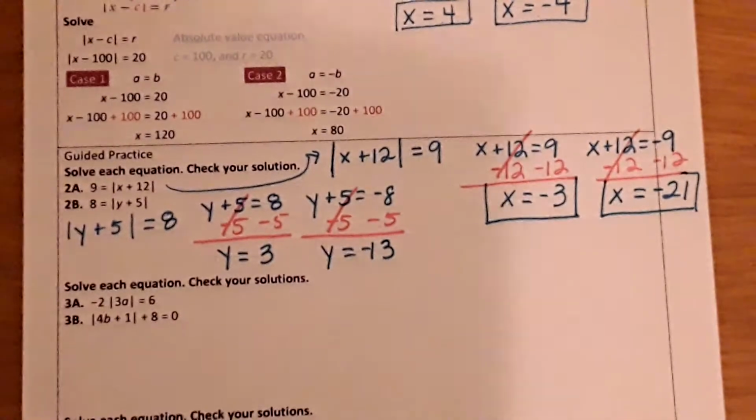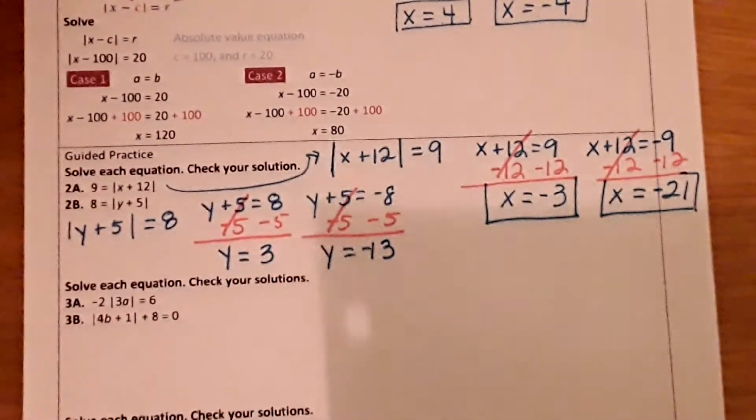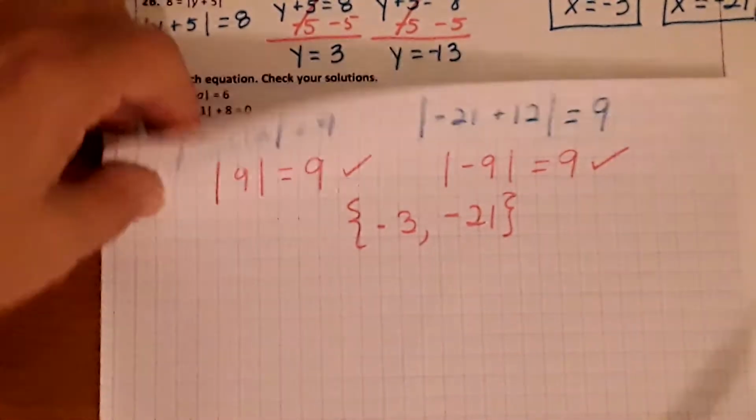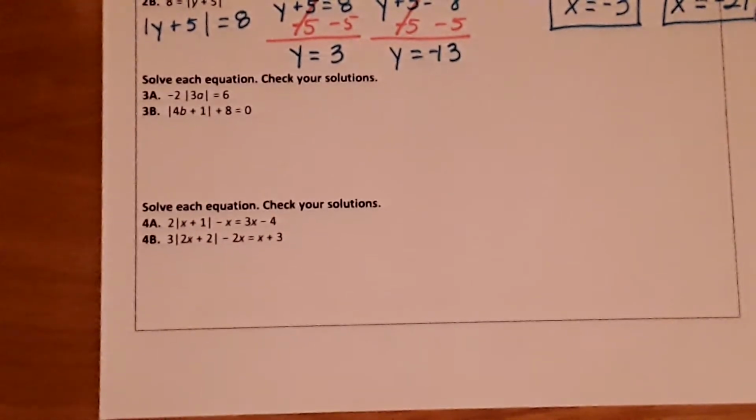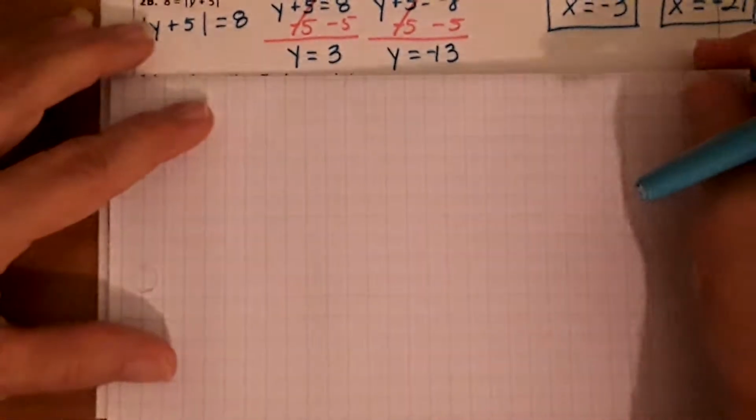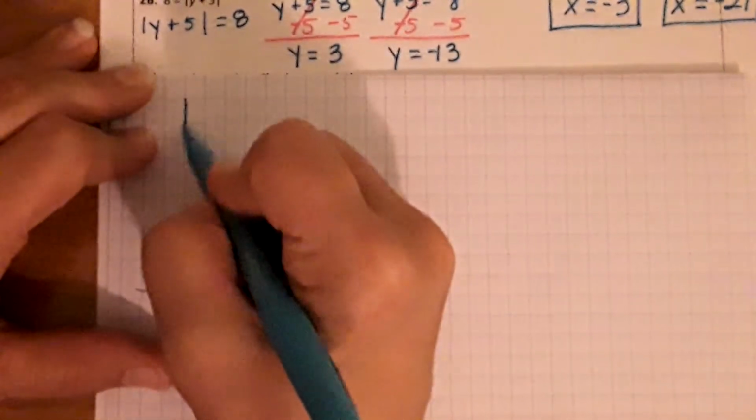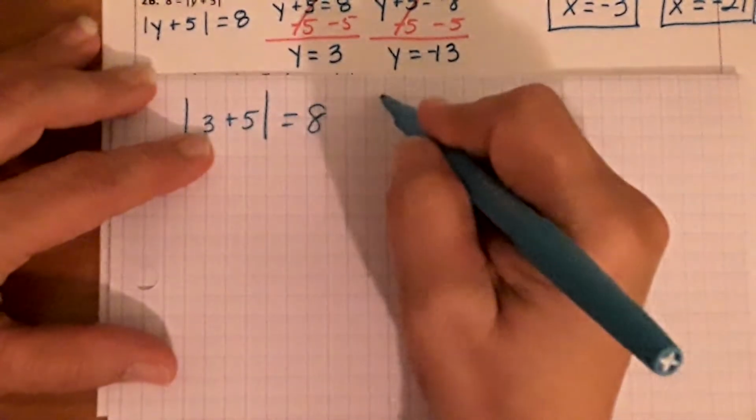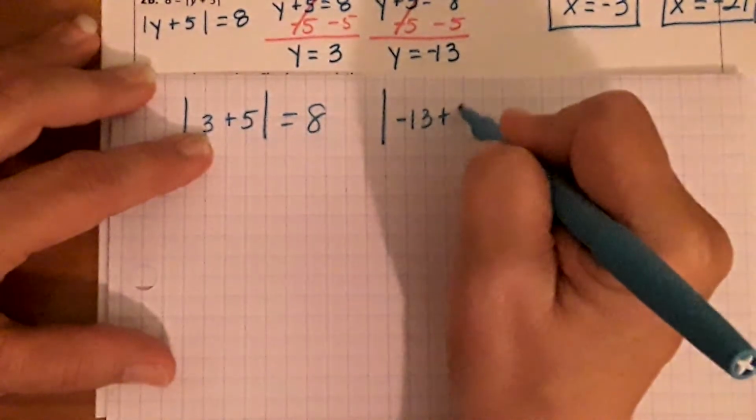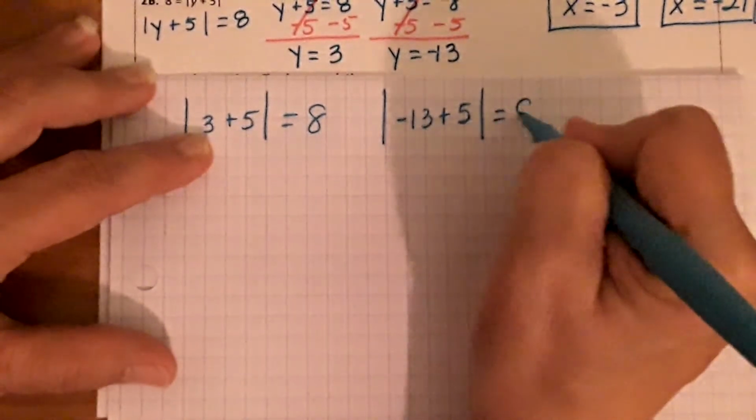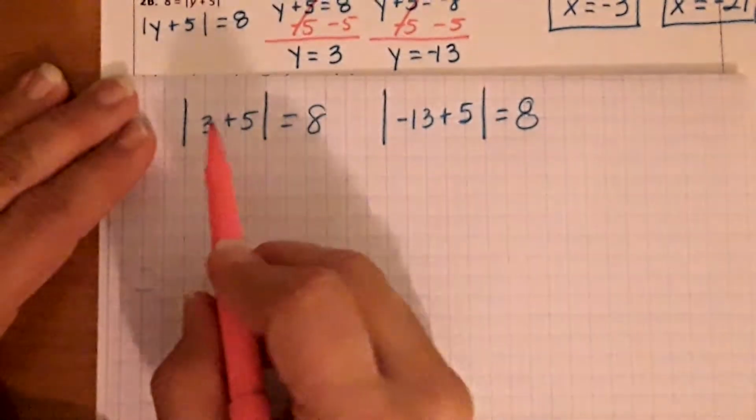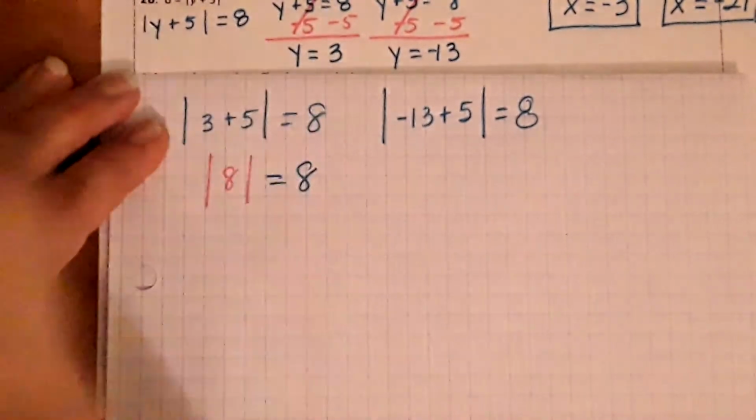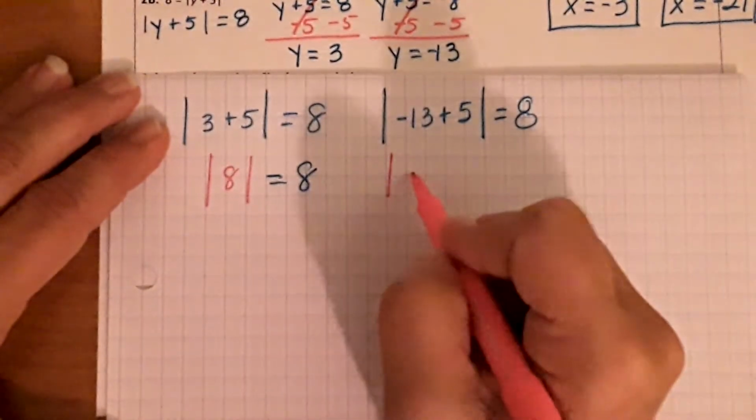Of course you did, because you're in Miss Flurry's class, and that's what we're going to do. So let's check these answers to make sure we're correct. So, here we go. We're going to plug in 3 for y. And then we're going to plug in negative 13 for y. Always helps to check it. So, 3 plus 5 is 8. Negative 13 plus 5 is negative 8.